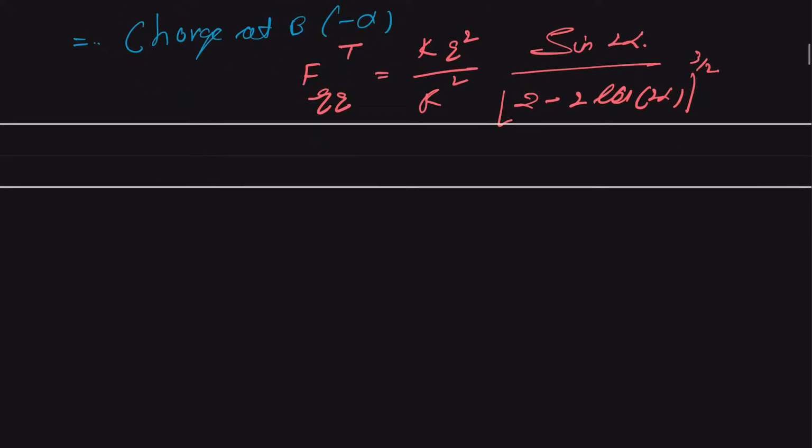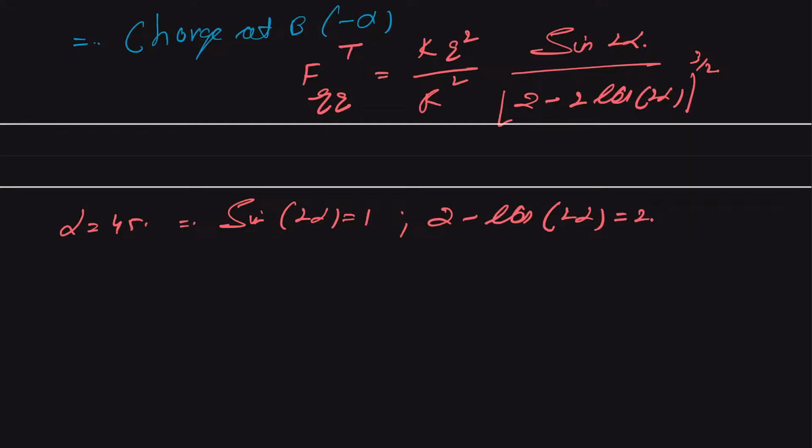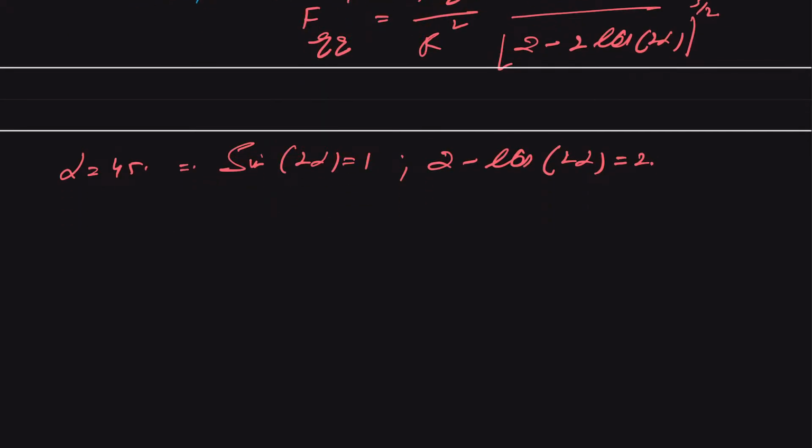and we know that our alpha is 45. Therefore sine 90 will be equal to 1, and therefore we can say that sine of 2 alpha will equal 1, and 2 minus 2 cos of 2 alpha will be equal to 2, because cos 90 will be equal to 0, and therefore we can write that the tangential force between the two charges q and q, that is A and B, will be equal to k q square over 2 square root of 2 r square.